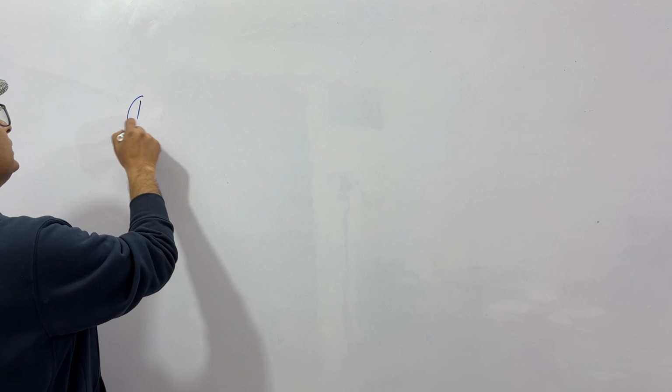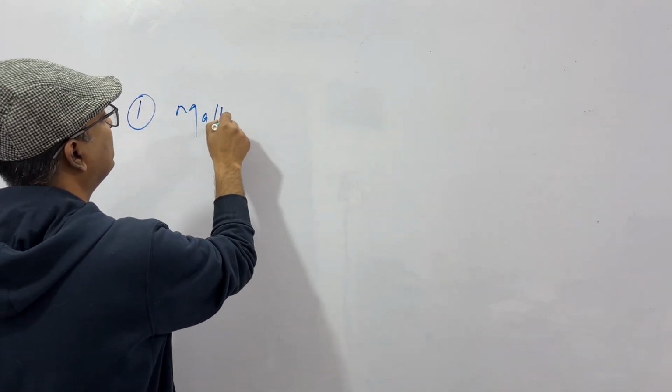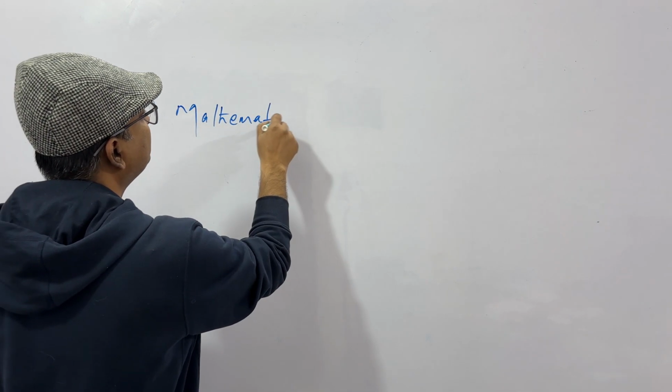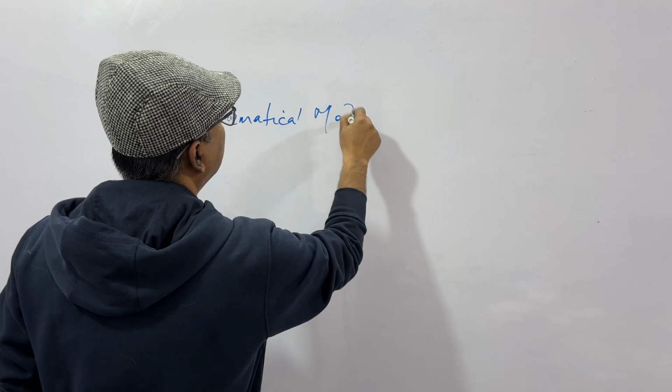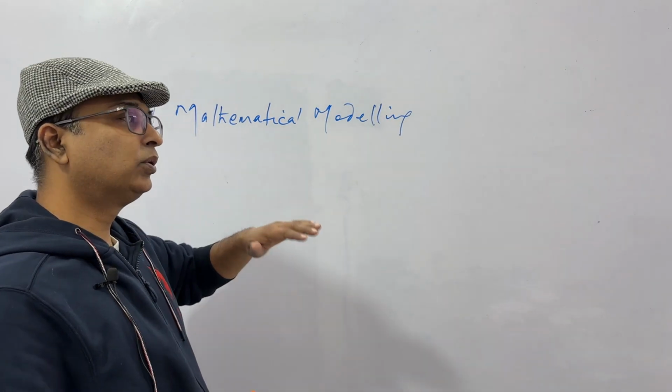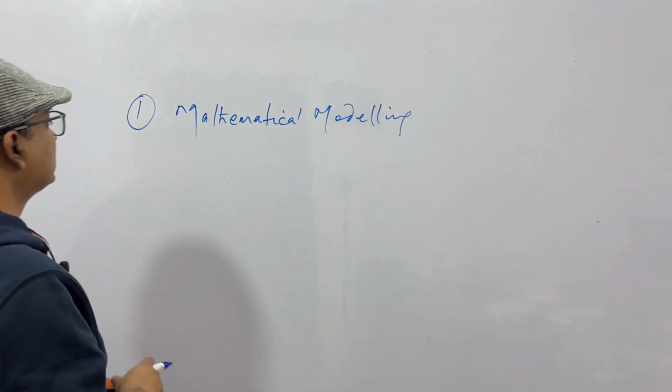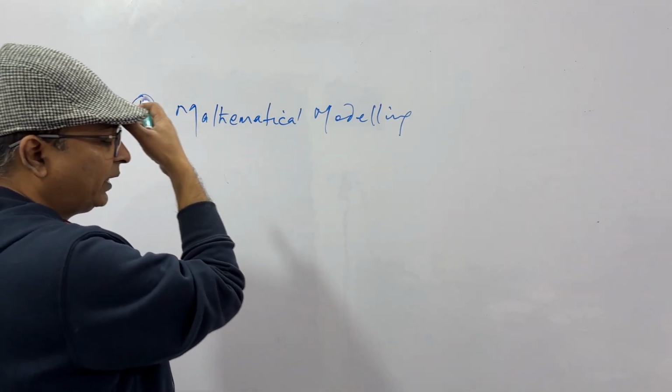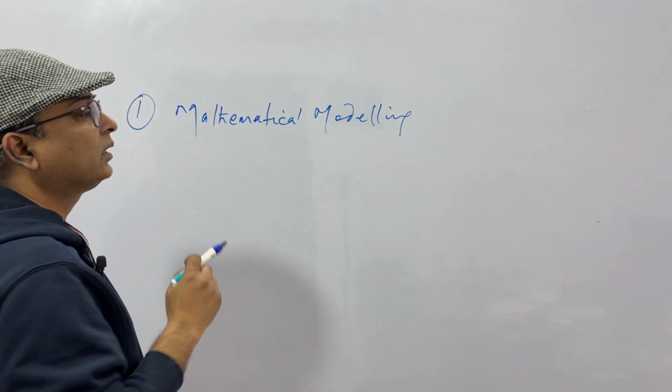First process is mathematical modeling. What is the meaning of mathematical modeling? I'm just giving you a hint. If you find it difficult to understand, you should go to my earlier videos and understand the whole concept. Mathematical modeling means to have mathematical expressions for the problems.